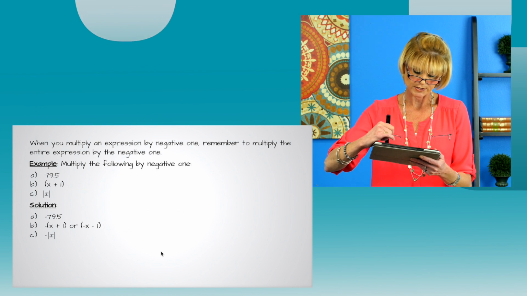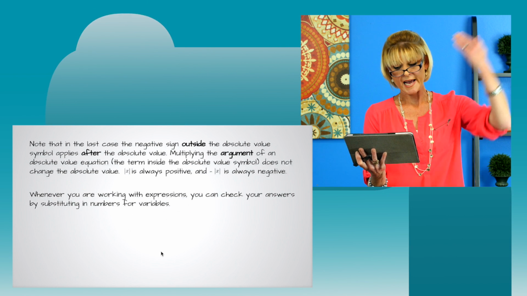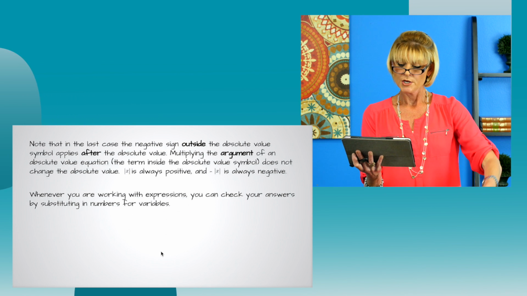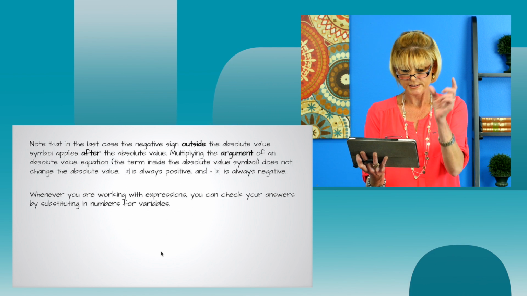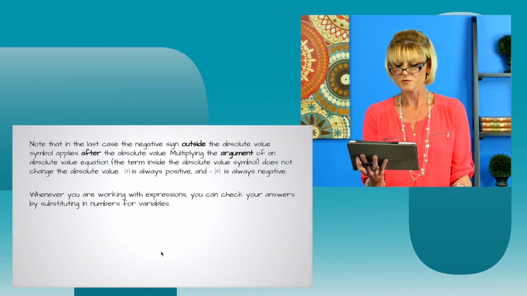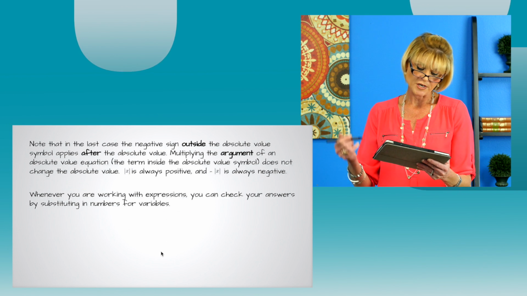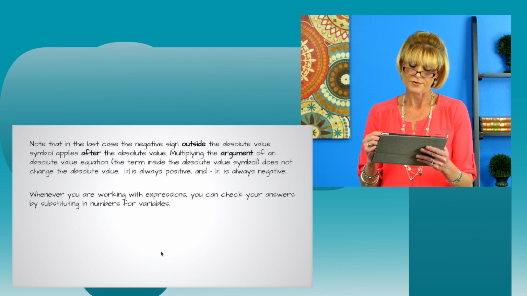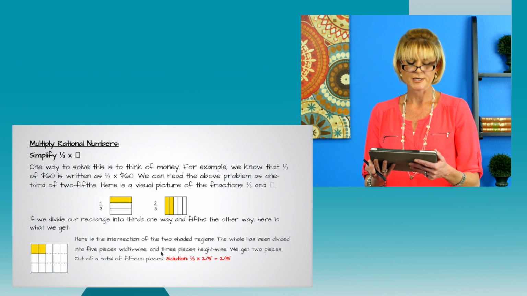So note that in the last case, the negative sign outside the absolute value symbol applies after the absolute value. So multiplying the argument of an absolute value, or the term inside the absolute value symbol, doesn't change the absolute value. The absolute value of x is always positive, and negative absolute value of x is always negative. Whenever you're working with expressions, you can check your answers by substituting in numbers for variables. That helps too.